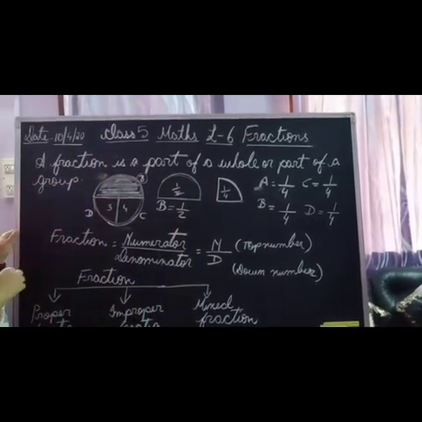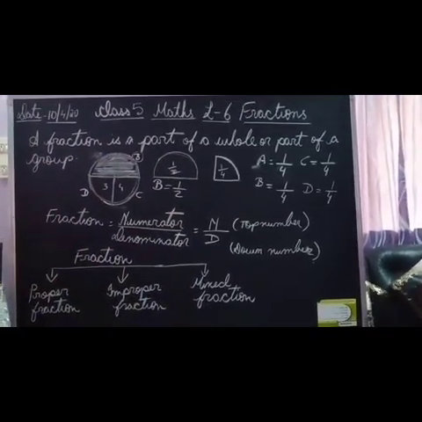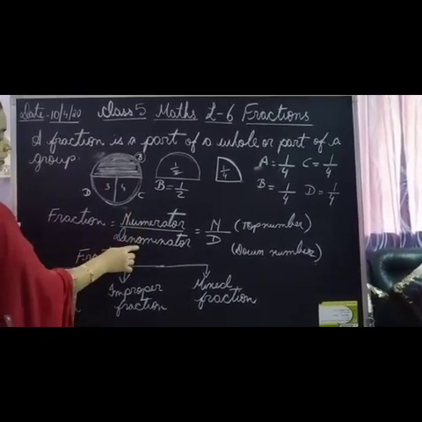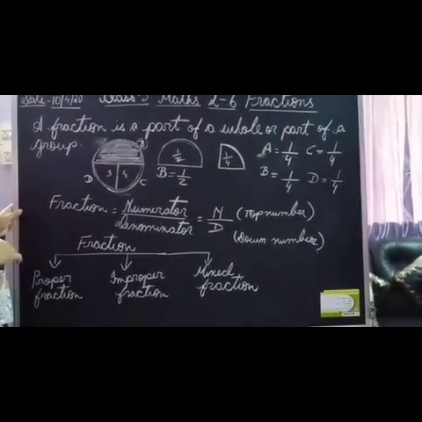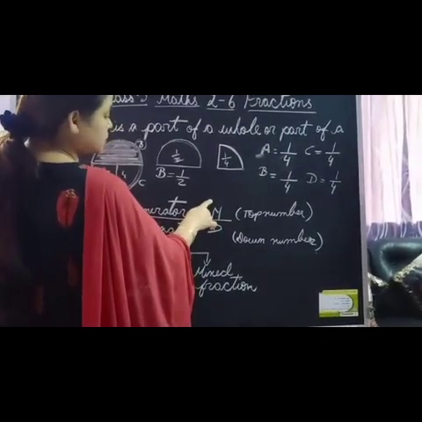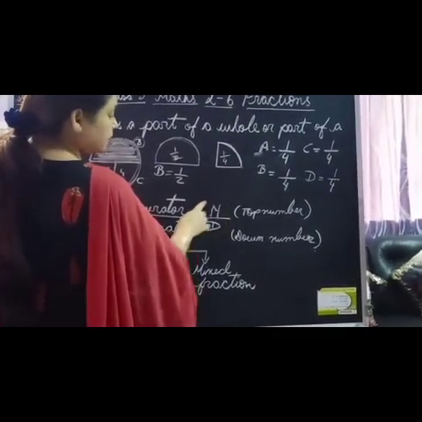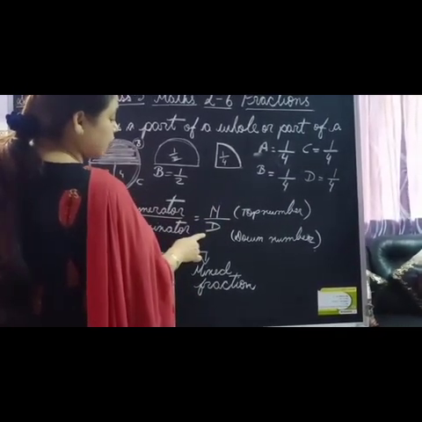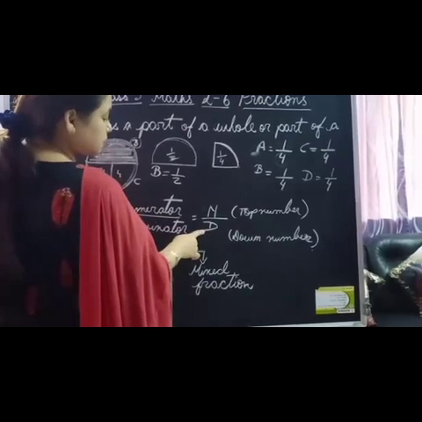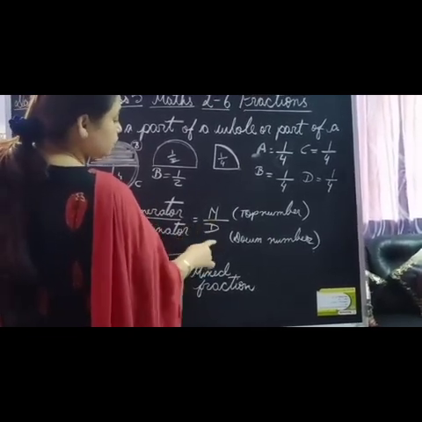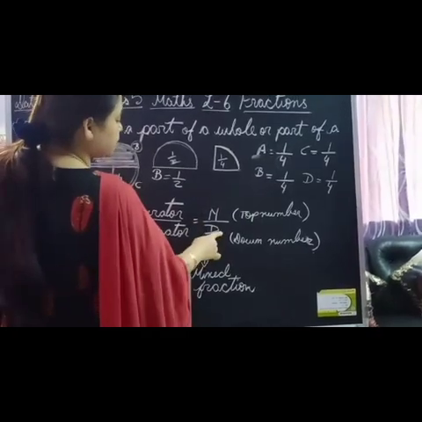So now let us see how we write fractions. A fraction is represented as numerator divided by the denominator. Now the numerator is the top number, which is also called the chosen part. And the denominator is the down number, which is represented by the capital letter D, and this is the whole part, the total number of parts.